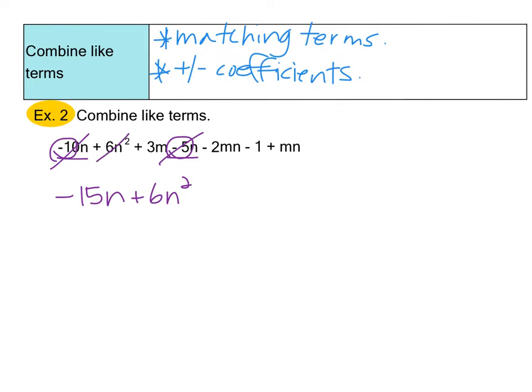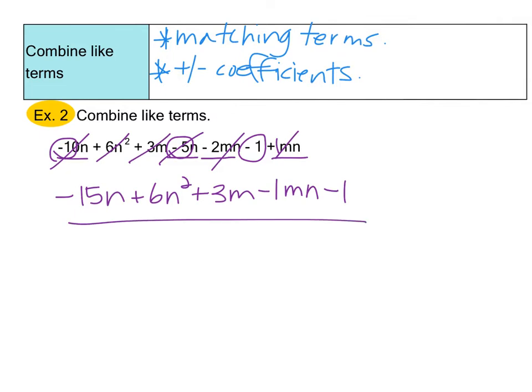I have a 3m and then a 2mn. Since the m and the mn are different, the 3m is all by itself as well. We have -2mn and then just a plain mn, which is technically a 1 for a coefficient. -2 plus 1 would be -1mn, or you could just put -mn. And then our constant at the very end, -1. Doesn't really look like we simplified it any more than it originally was, but that's combining like terms.